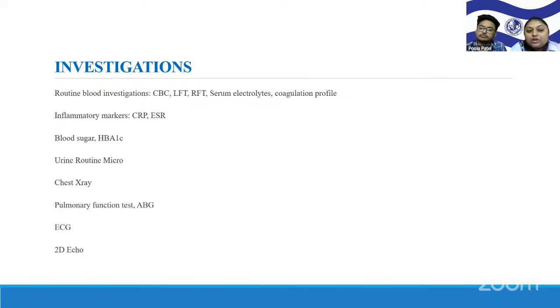Sir, I will go for blood sugar estimation and HbA1c level as well, as these patients will have chronic steroid use, sir, so they might have glucose intolerance, and that should be assessed, sir, preoperatively.